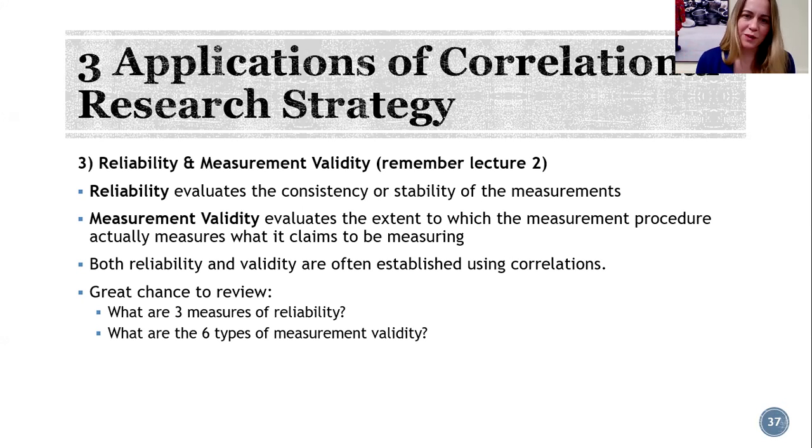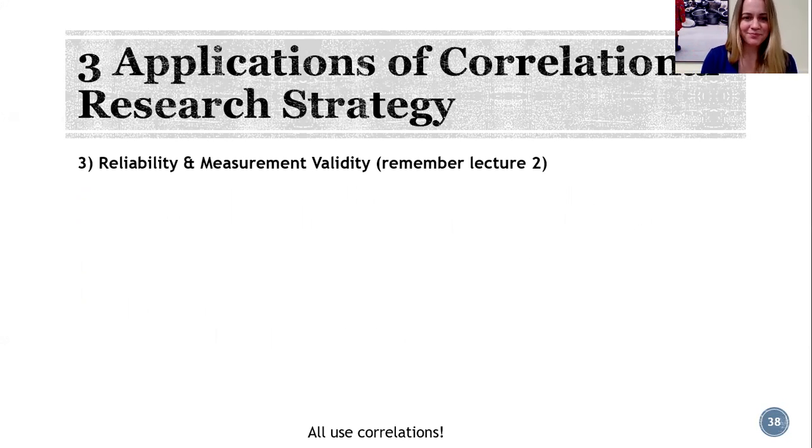This is a great chance for you to review and check your understanding of some of that content from lecture 2. This will be covered in the exam. See if you can answer what are the 3 measures of reliability and what are the 6 types of measurement validity. I'll give you some of the answer here to illustrate how we can use correlations to determine them.